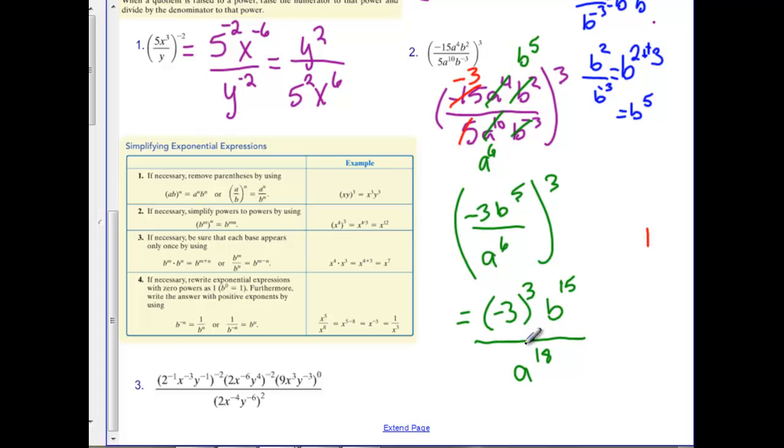And the reason I'm writing this out this way is because negative 3 is really the same as negative 1 times 3. But anyway, I'm keeping the parentheses around the negative 3, even though I would have gotten the same answer without the parentheses. But if it had been an even exponent, if it had been squared without the parentheses, I would have gotten the wrong answer. So just keep that in mind.